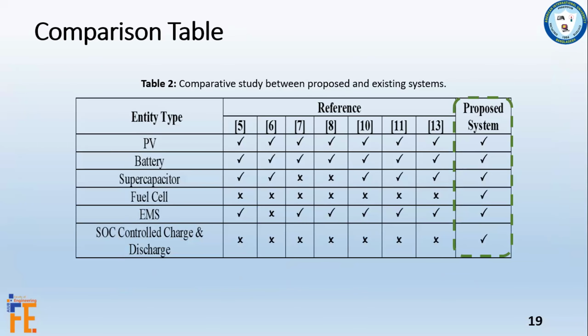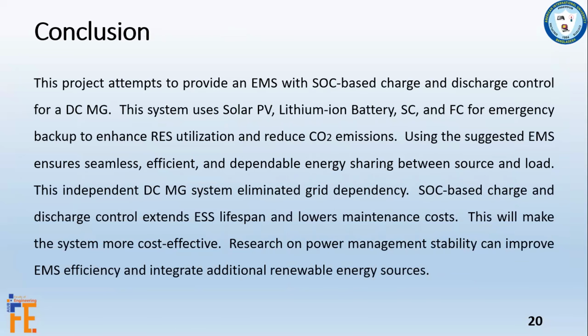There is a comparison table, and we can see some of them have limitations, and our proposed system has mitigated all the problems like PV, battery, supercapacitor, fuel cell backup, energy management system, and SOC-based charge and discharge control. In this project, we tried to resolve all these limitations, and in future, research on power management stability can improve the energy management system and integrate additional renewable energy sources like wind and so on.